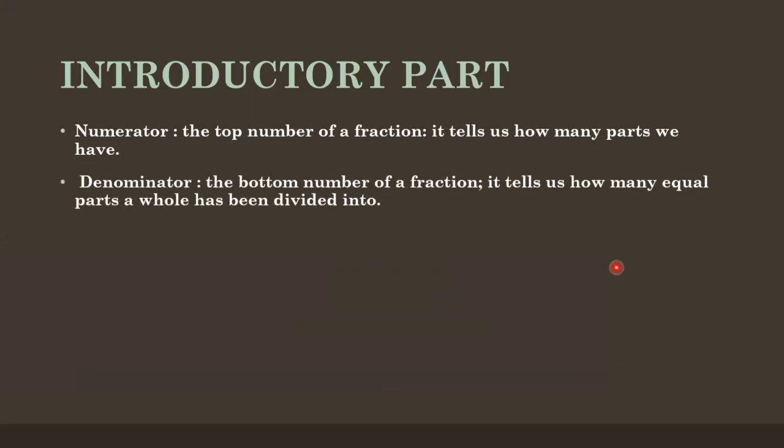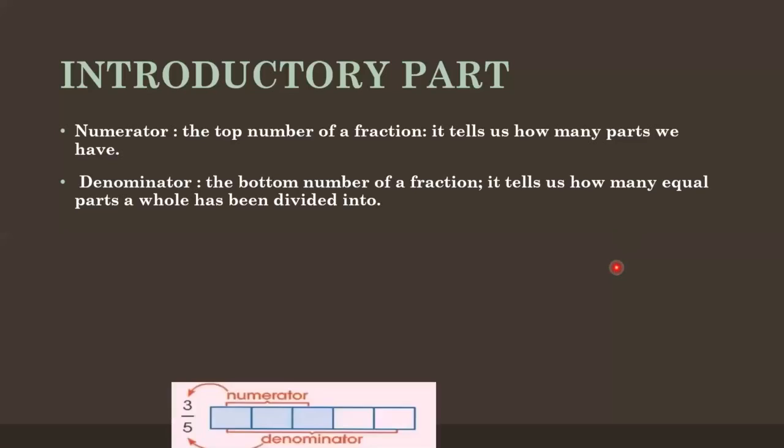If so, what about denominator? Denominator is the bottom number of a fraction, where it tells us how many equal parts a whole has been divided into. Or in a simple way, you can define denominator as a bottom number which gives you the total number of parts. Whereas numerator is a number which gives you how many parts you have or how many parts have been chosen from that total number of parts. So this is about numerator and denominator.